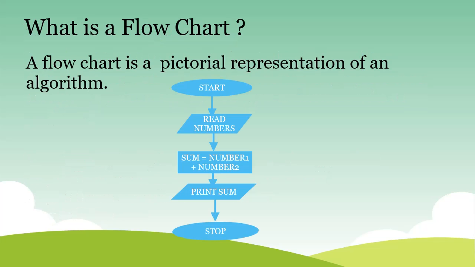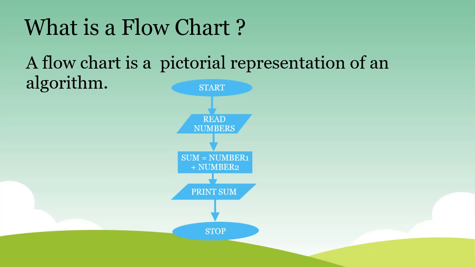Now let's look at what is a flowchart. A flowchart is a pictorial representation or a diagrammatic representation of an algorithm. So for the sum of two numbers algorithm, which I wrote in the last slide, I have used a flowchart. And you can see it here in this slide. That is, start, read numbers, sum is equal to number 1 plus number 2, print sum and stop.